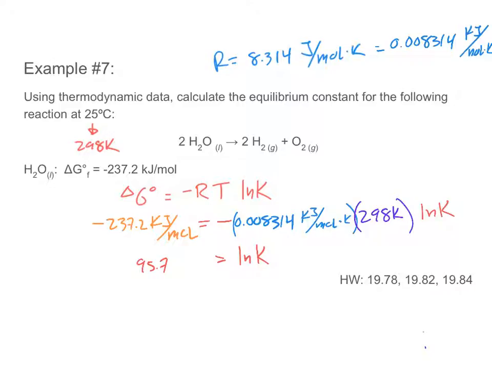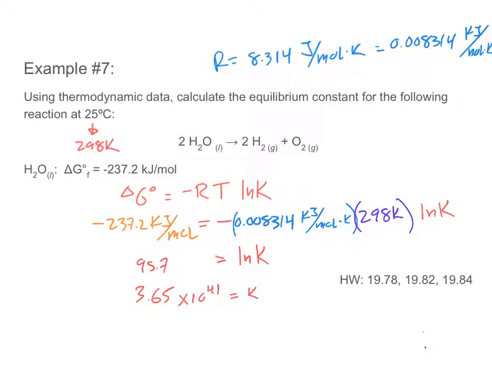So to solve this for K, the equilibrium constant, we're going to go ahead and get a value of 3.8. Nope, I lied. 3.65 times 10 to the 41 will equal K. Now, we have a negative change in free energy, and we have a really, really large K, so that means this reaction is going to be favorable.